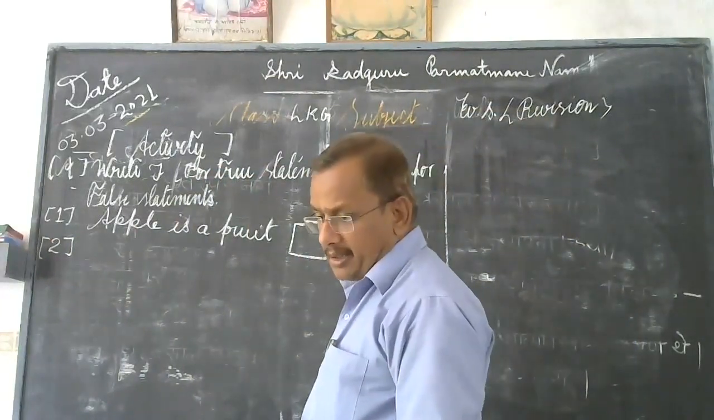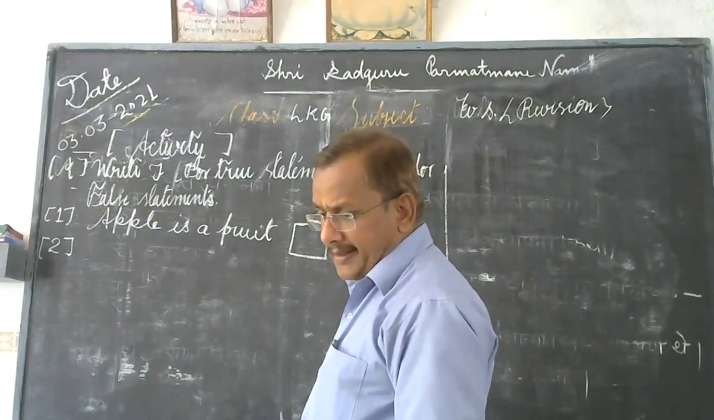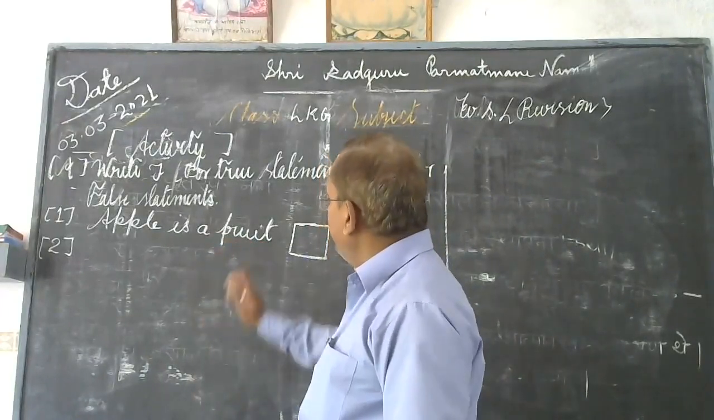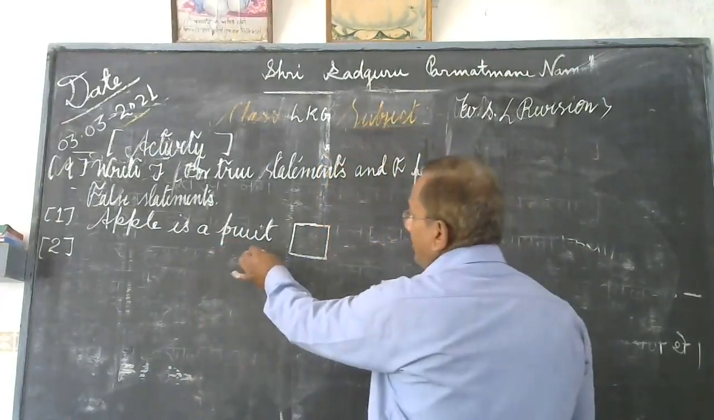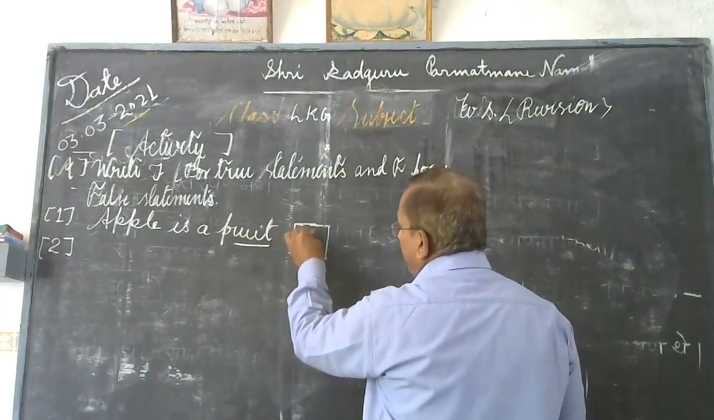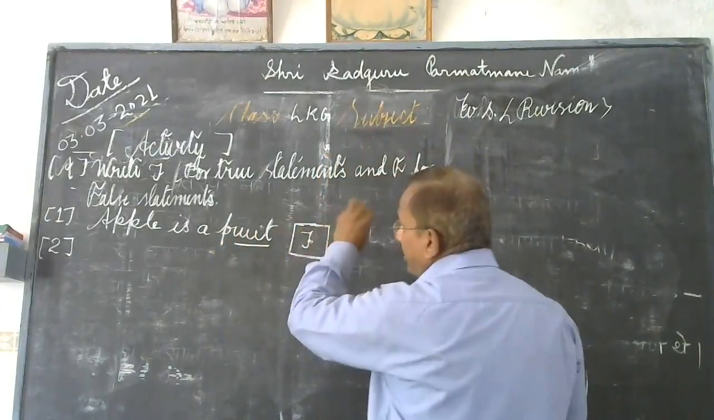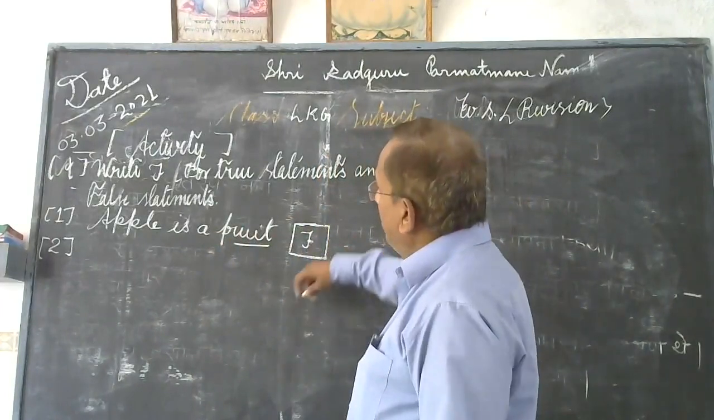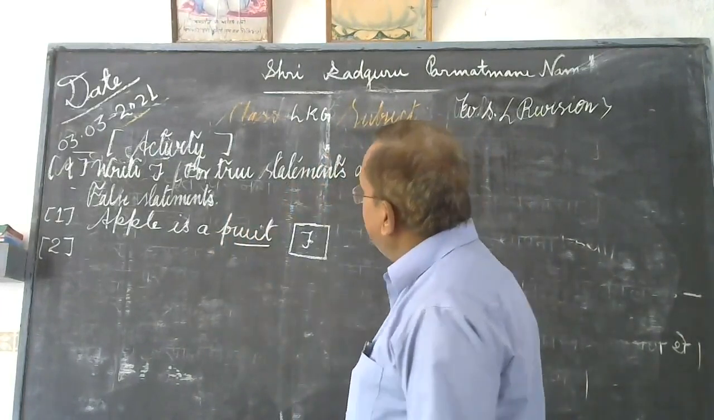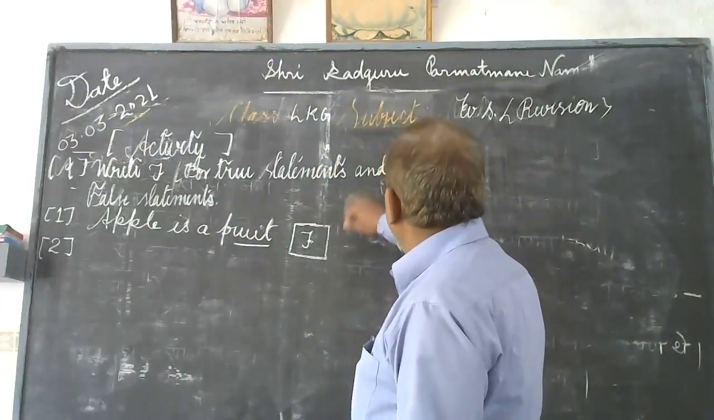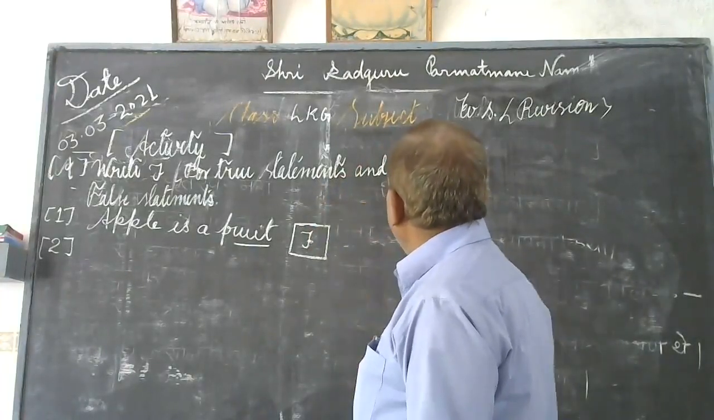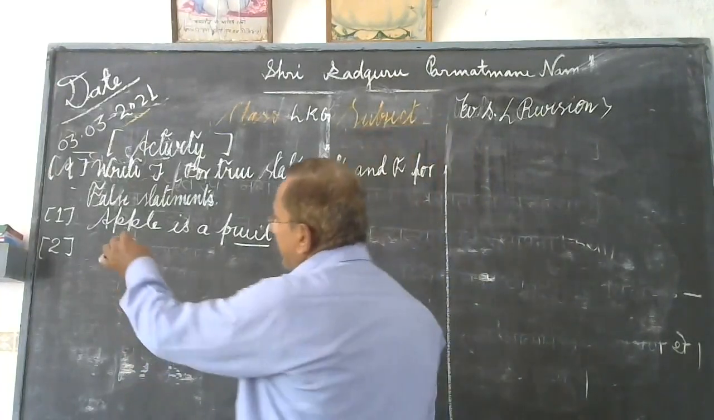Second statement is given here. First is already completed: Apple is a fruit. You know that apple is a fruit. It is a true statement. You will write T here, because in the statement it is mentioned to write T for true statements, and against false statements F is given. Okay. Next sentence.